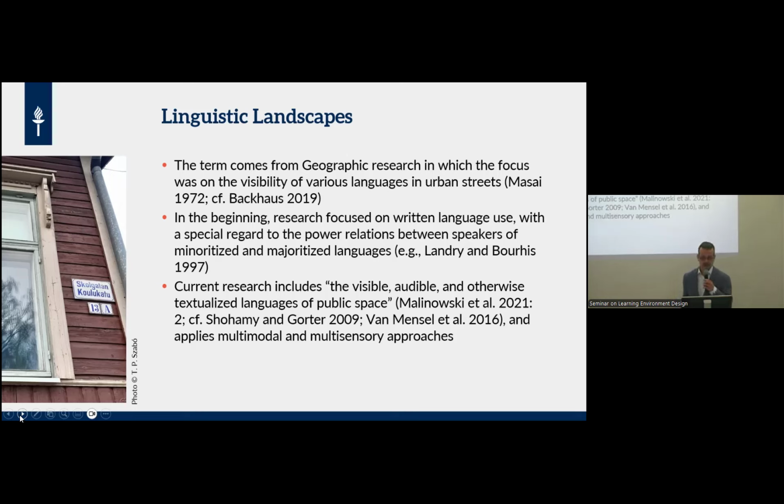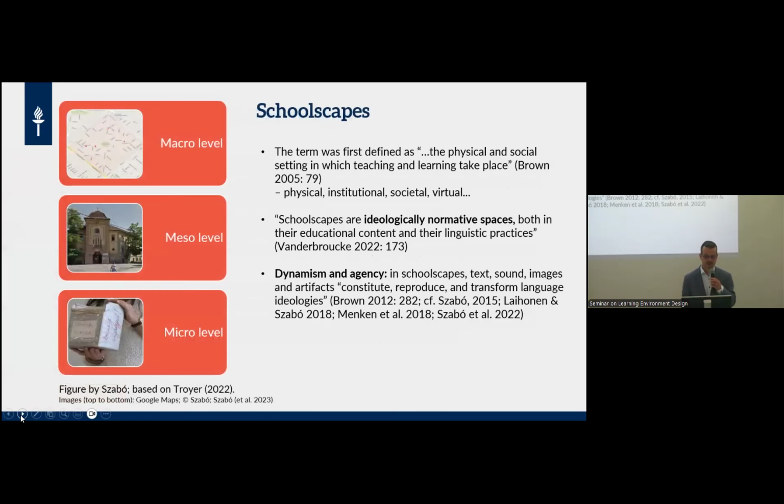Linguistic landscape as a term comes from geography research. The focus was on various languages' presence in urban environments, and then already in Japan in the 70s this term was coined, but then a huge boom came at the end of the 90s, and since then there have been lots of papers about the dynamics of the speaker communities, how they actually also symbolically occupy and use the various public spaces.